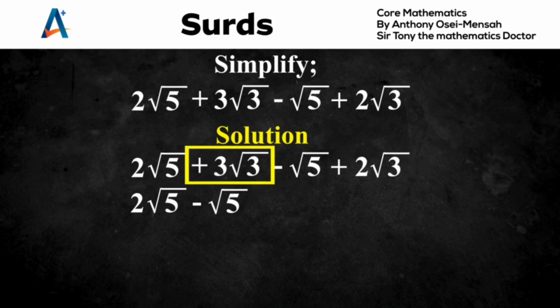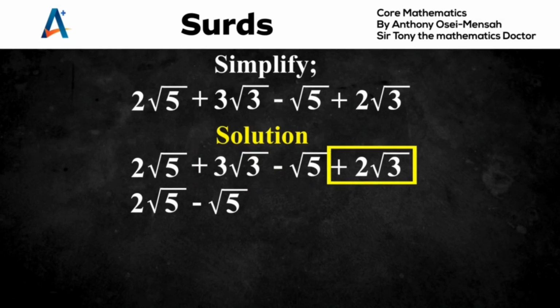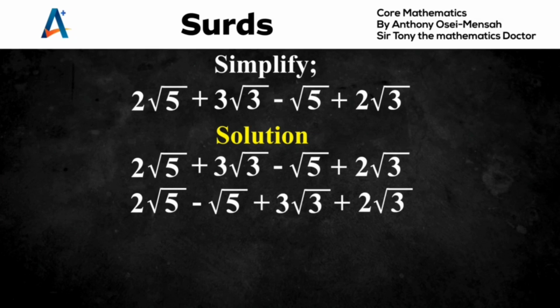Now I have positive 3 root 3 and plus 2 root 3. They are all positive, so I'll bring them together. So I have plus 3 root 3. Then I have plus 2 root 3. So at this point, I have grouped like surds. I can now simplify them since they have been grouped.